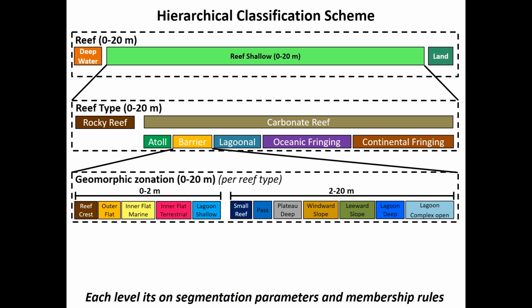Then within each reef type, we look at geomorphic zones. And in these geomorphic zones, we also have relationships. We know that the reef crest is the shallowest part of the reef. We know that it's neighboring the slope. So if we have depth, we can actually pull out that area. Or if we use ratios, we can start doing that.